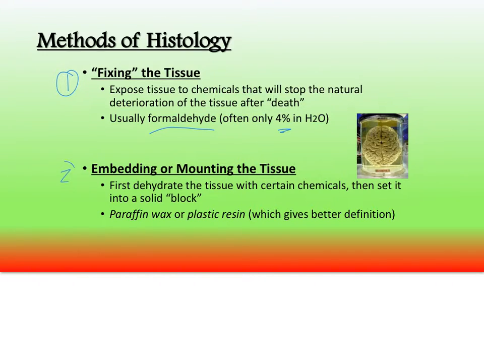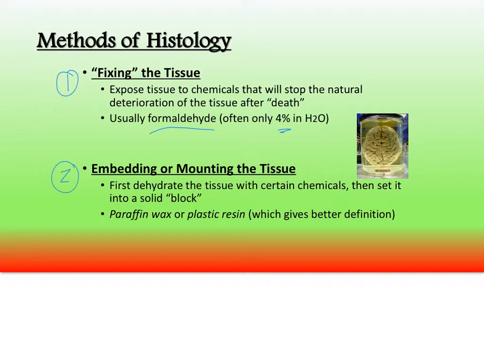Second thing we do is we embed or mount the tissue. Now what that means is we're going to first dehydrate it. Now that doesn't mean just leave it out and let it dry. We're actually going to dehydrate it chemically. So we're going to put it into a solution that's more or less a salt solution that will suck the water out of the tissue. And then you set that tissue into a solid block.